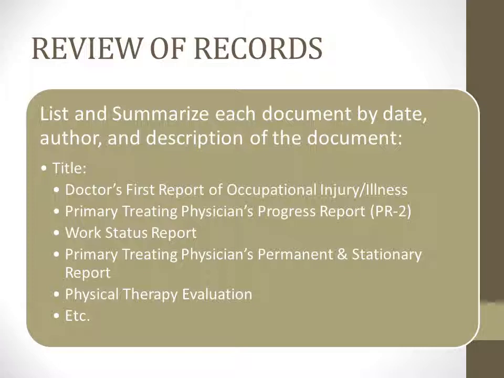In that case, you simply type the title of the document out one time, copy it to your clipboard, and then paste that in every time you refer to and summarize a new PR2 form. Same thing goes for work status report, primary treating physician's permanent and stationary report, or physical therapy evaluation reports. These are all reports with recurring titles, and those you can simply paste to your clipboard and copy in as necessary, and then provide a summary of each of those documents.